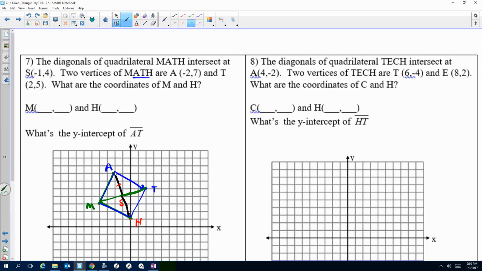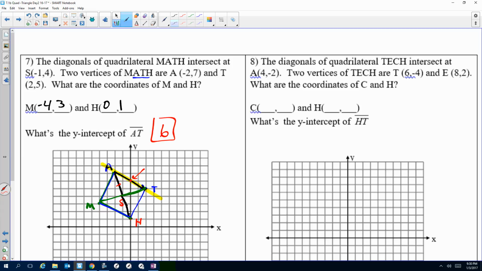But they want the ordered pair for our M and our H. Our M is going to be -4, 3. Our H was at 0, 1. And then, what is the y-intercept of AT? So I look at the side AT. I'm going to highlight that for you in case you can't see it. It is this side right here. Where does that line hit the y-axis? Right here at this point. So that y-intercept is 6 units up, so it is 6. Okay, it is 6. So I've done that one.